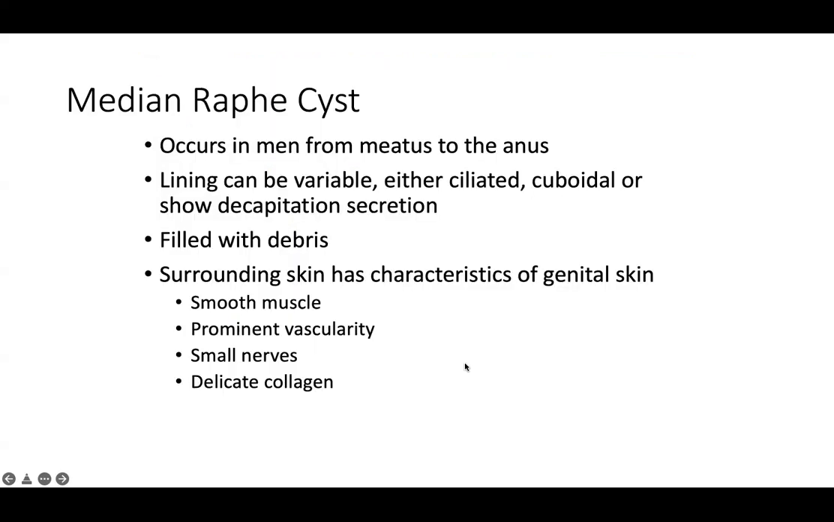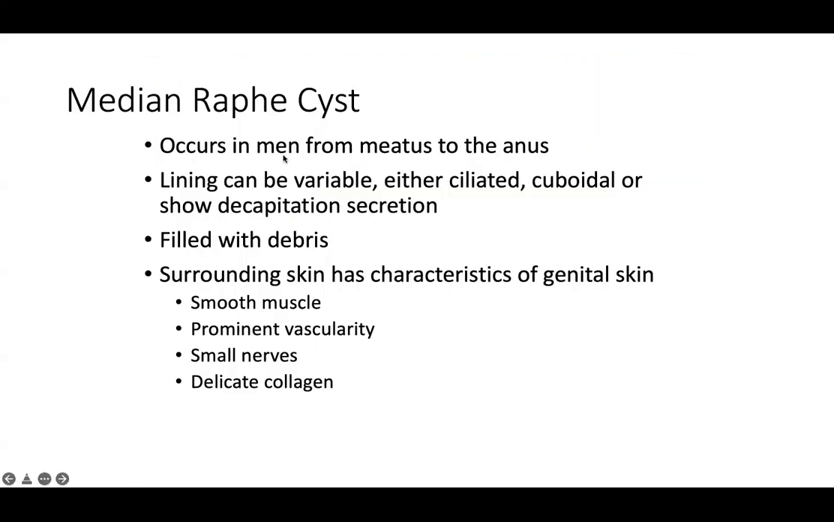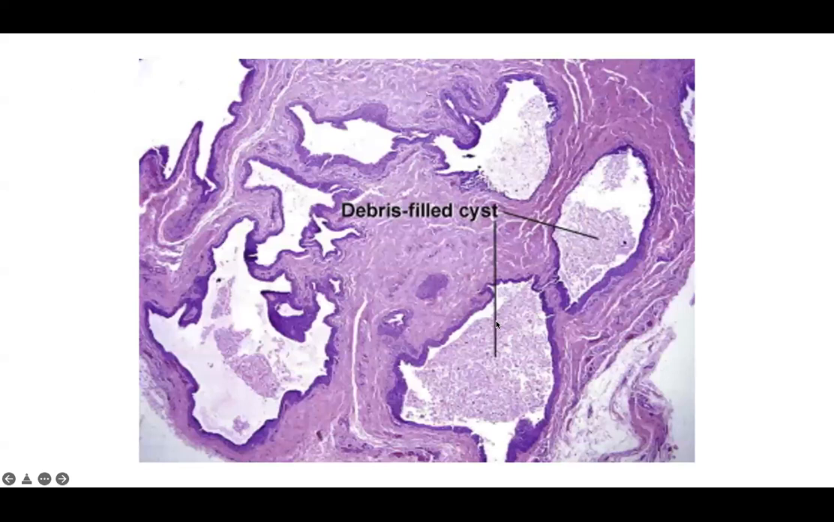And that lining, as I mentioned, can be variable. So ciliated, cuboidal, or you may see decapitation secretion, etc. So the important thing for this is you can't call it any other type of cyst, and it occurs in men from the meatus to the anus. So the clinical picture in combination with what you're seeing here is going to allow you to make that diagnosis of median raphe cyst.